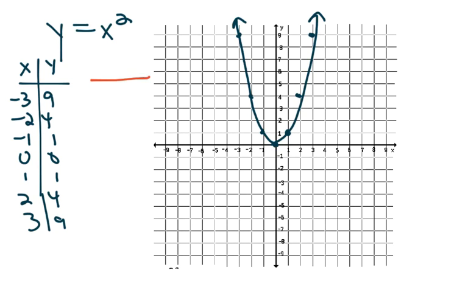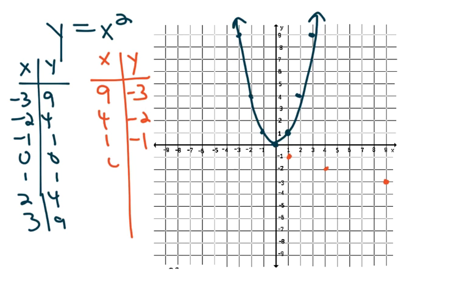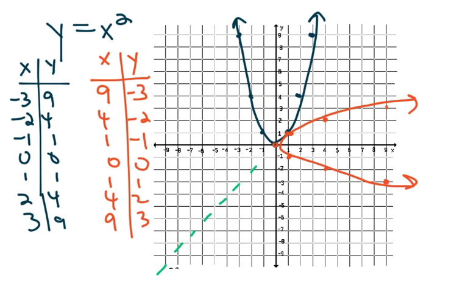We would have you graph the inverse by simply switching the ordered pairs. So instead we're going to graph 9, negative 3, 4, negative 2, 1, negative 1, 0, 0, 1, 1, 4, 2, and 9, 3. And this is what the graph of the inverse would look like. After we graphed the inverse, we mentioned that an inverse is actually a reflection over the line y equals x.